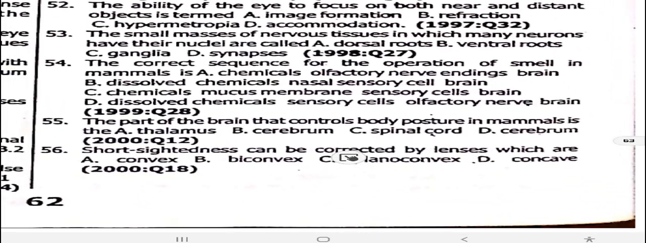55. The part of the brain that controls body posture is the cerebellum. Although they say cerebrum, it's supposed to be cerebellum, so that's a typo error. Some students will ask, sir, when we come across something like this in the exam hall, what should we do? One option is cerebrum, one is cerebellum. There would probably be a correction to make sure they don't mark you wrong.